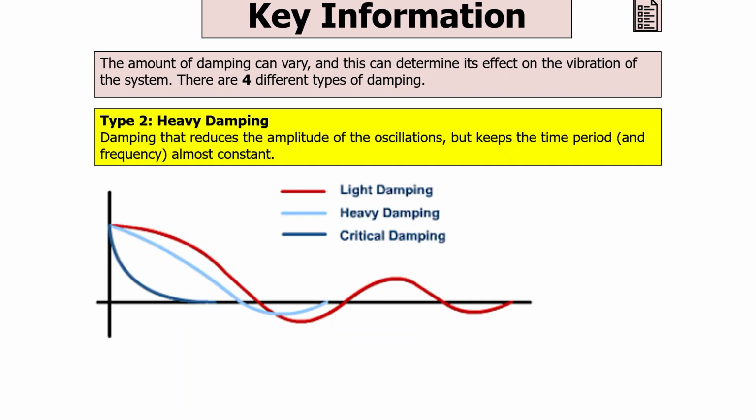The second type is heavy dampening. This is dampening that reduces the amplitude of oscillations but keeps the time period and frequency almost constant.